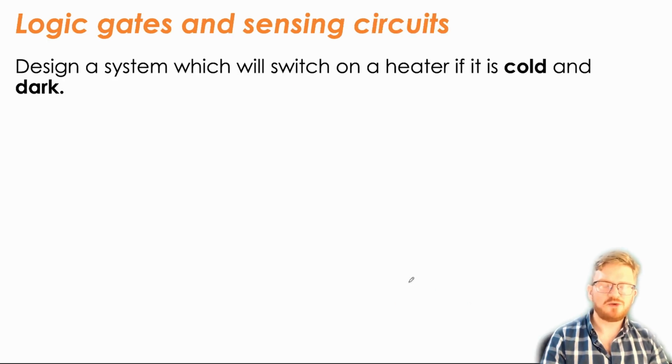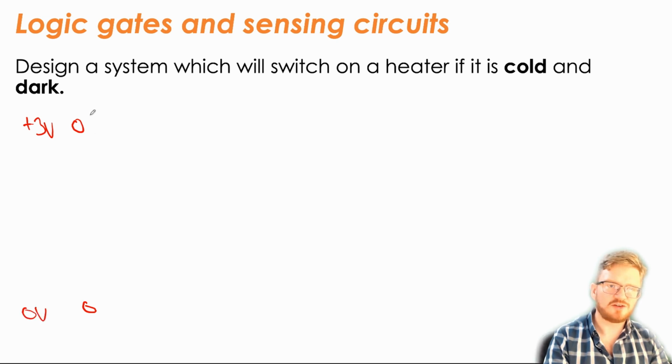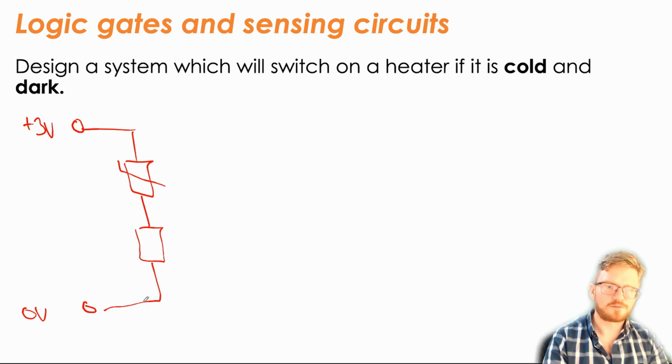Okay, so let's go back to our original idea. We wanted a system that will switch on a heater when it is cold and dark. So now we can replace our original diagram with one that uses logic gates. So here's my thermistor. Here's my variable resistor. So this is the first one. I'm going to take the output of this and label it A.